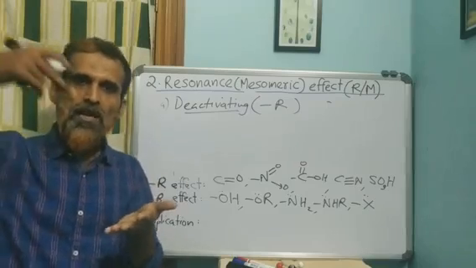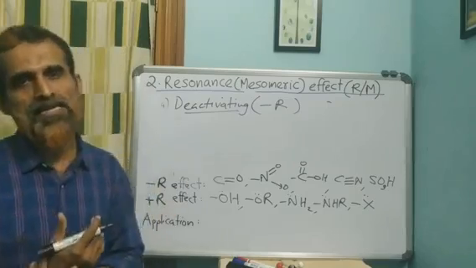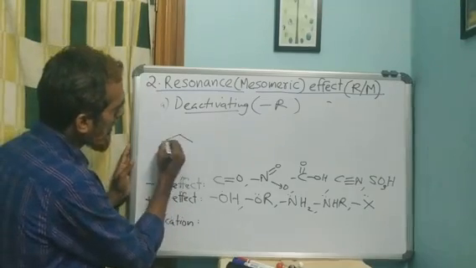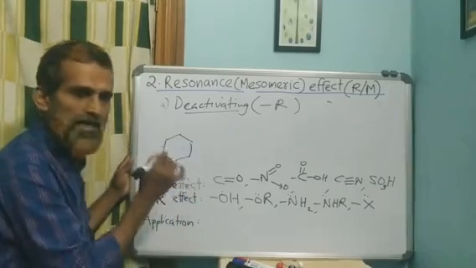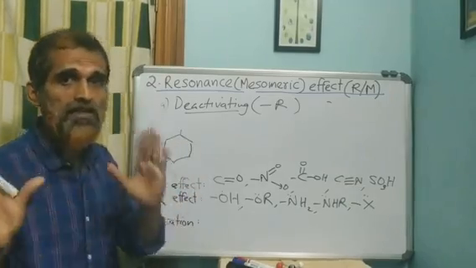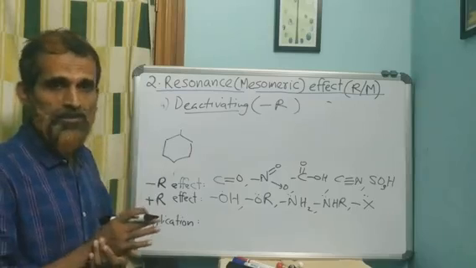Then the electrophile will find it difficult to attack, and reactivity decreases. We can take an example. It is very important to practice drawing resonance structures. That is what is all important in this discussion: how well you can draw resonance structures.